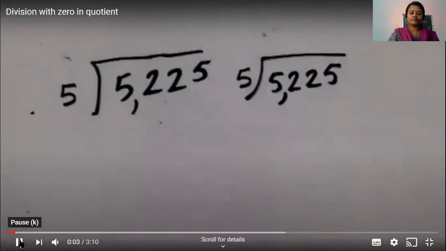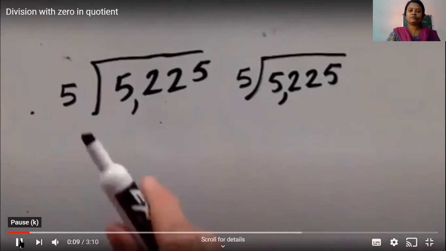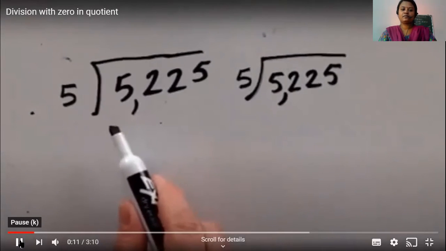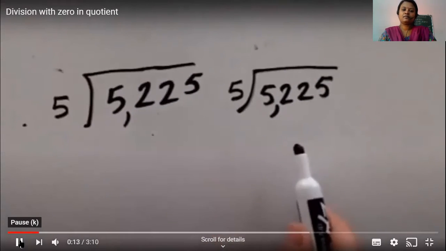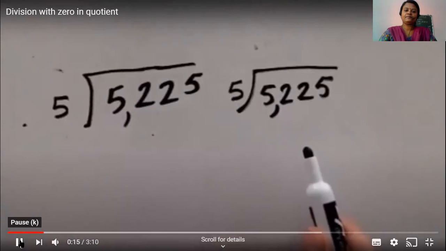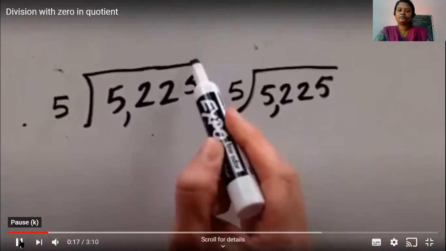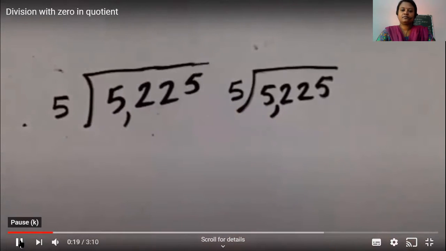In this division problem, 5,225 divided by 5, I'm going to show you how to divide it both ways. On this side is the stacking method some of you use, and here's the shortcut method. This problem does have a 0 in the quotient, which sometimes can be a little tricky, so you just have to really think about your place value.